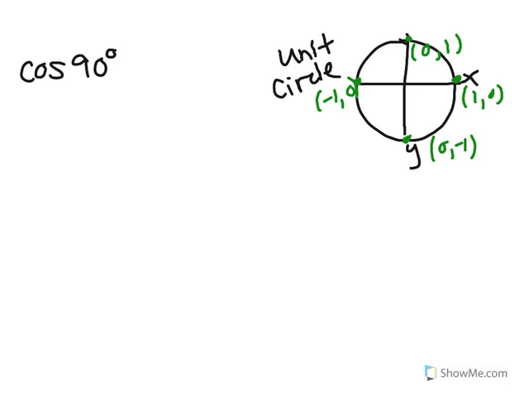Well, in this problem, it's asking what is the cosine of 90 degrees. And what we just learned before is that the cosine of theta should give me the x value of my coordinate.